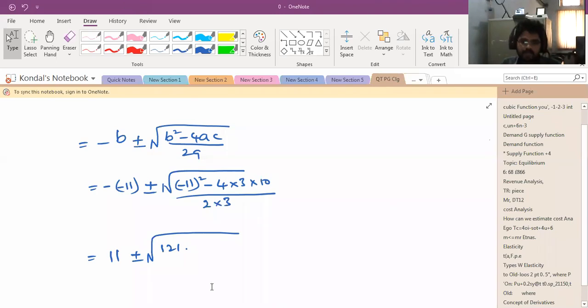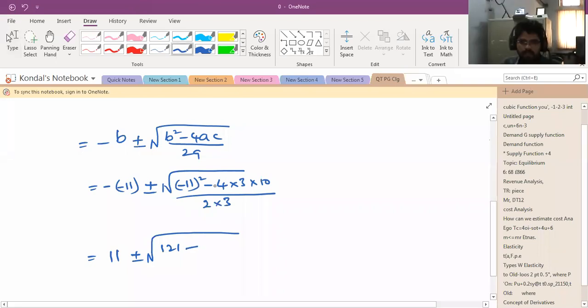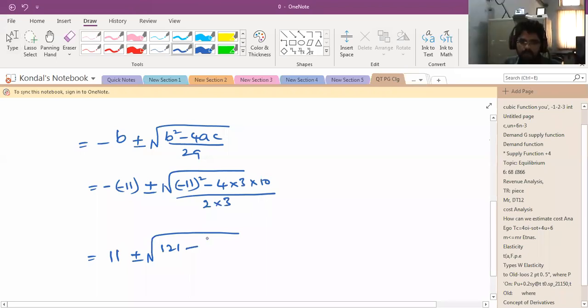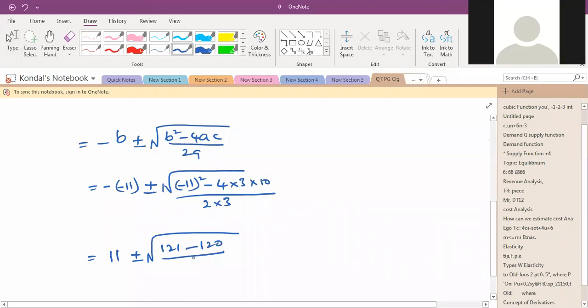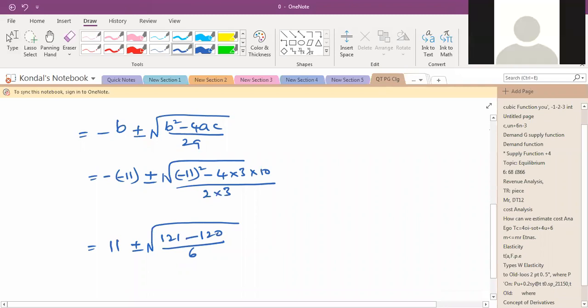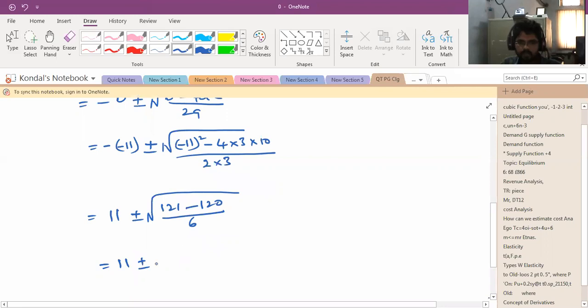So minus 11 into 11 plus 121. Okay, 121. Then minus 4 into 3, 12. So 12 into 10, 120. 120 divided by 2 into 3, 6. Right? Then 11 plus or minus under root 1 by 6.